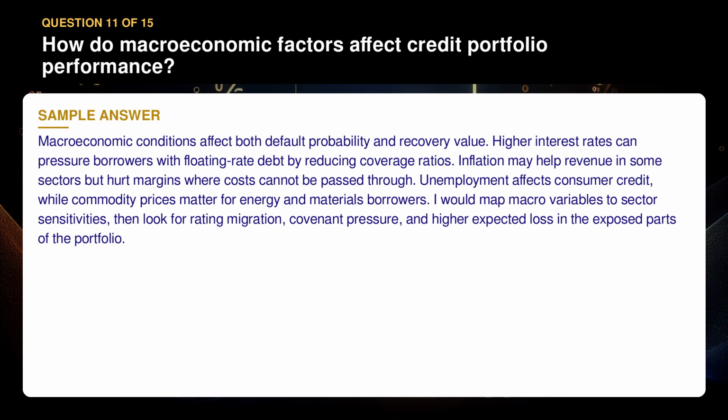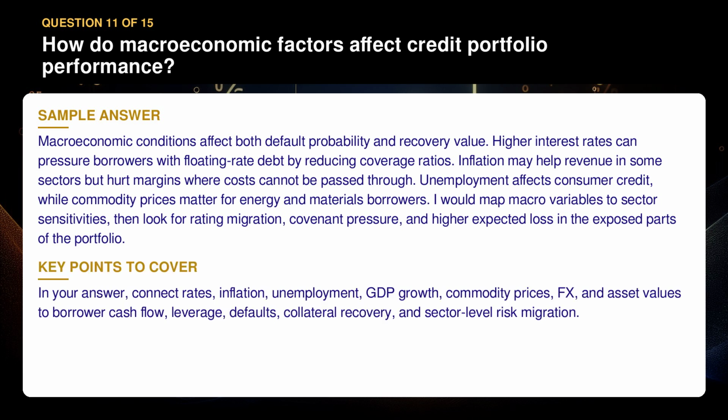I would map macro variables to sector sensitivities, then look for rating migration, covenant pressure, and higher expected loss in the exposed parts of the portfolio. In your answer, connect rates, inflation, unemployment, GDP growth, commodity prices, FX, and asset values to borrower cash flow, leverage, defaults, collateral recovery, and sector-level risk migration.